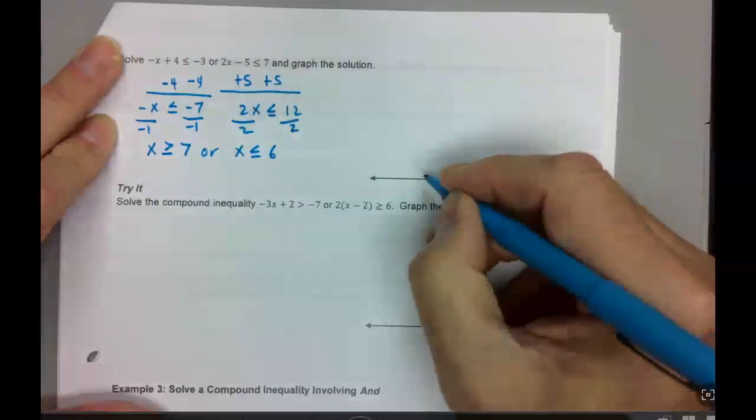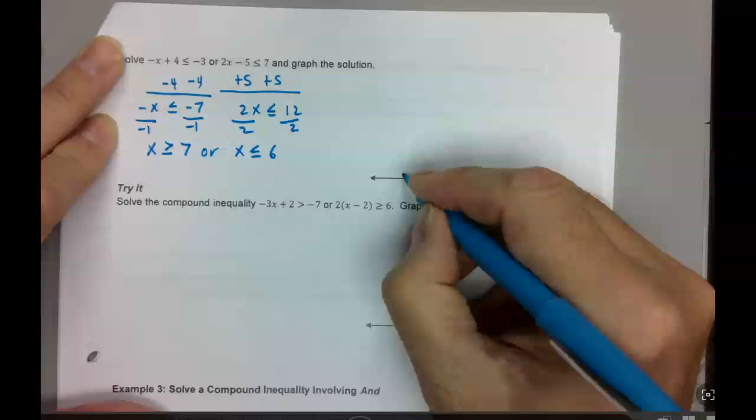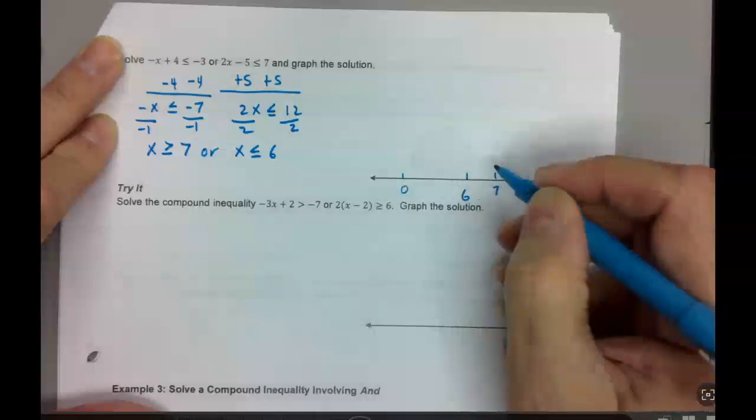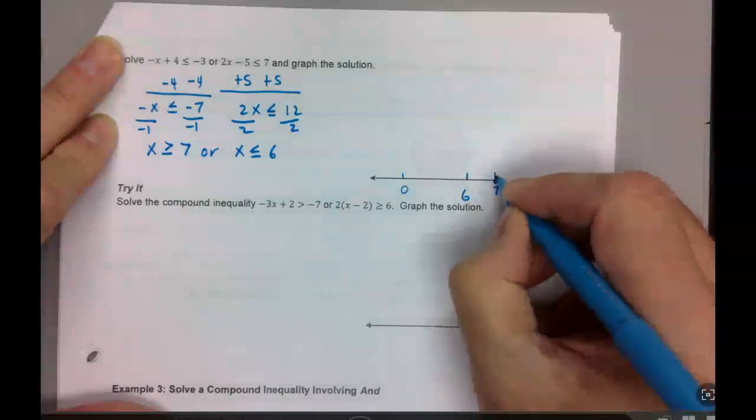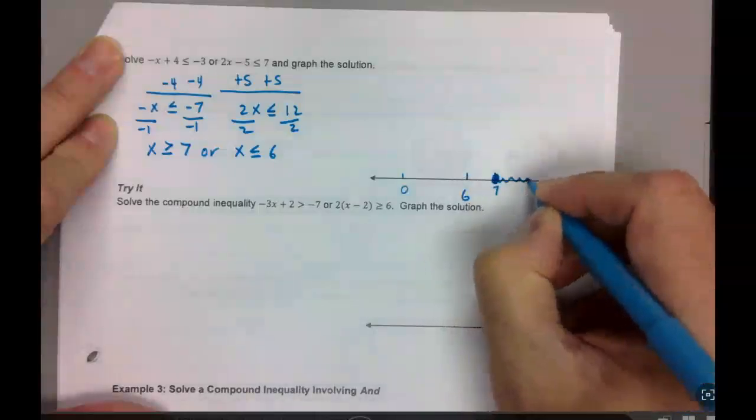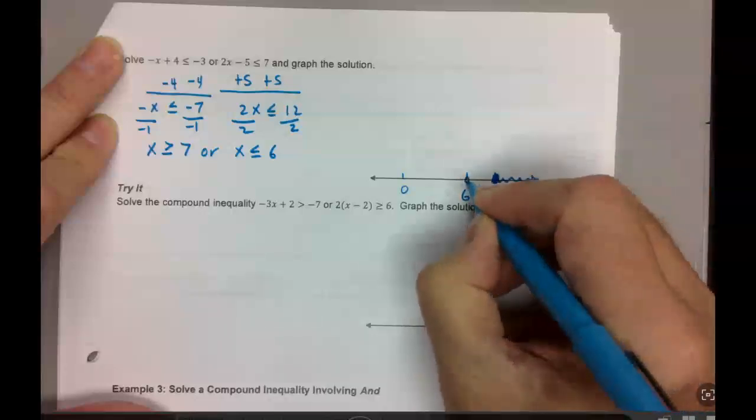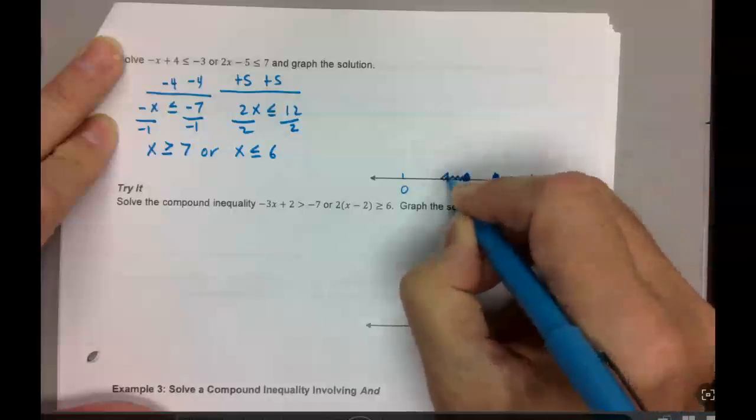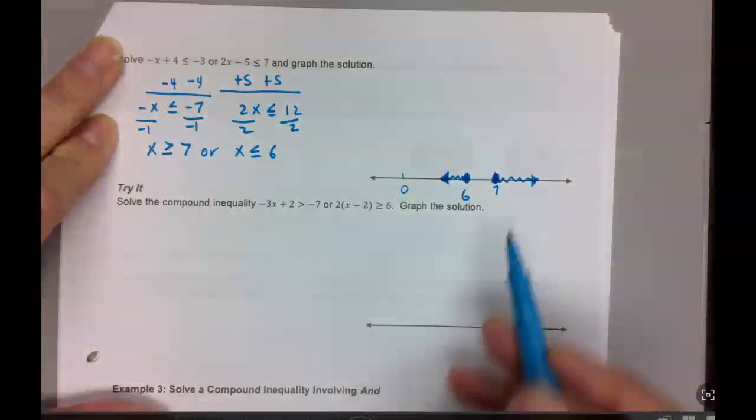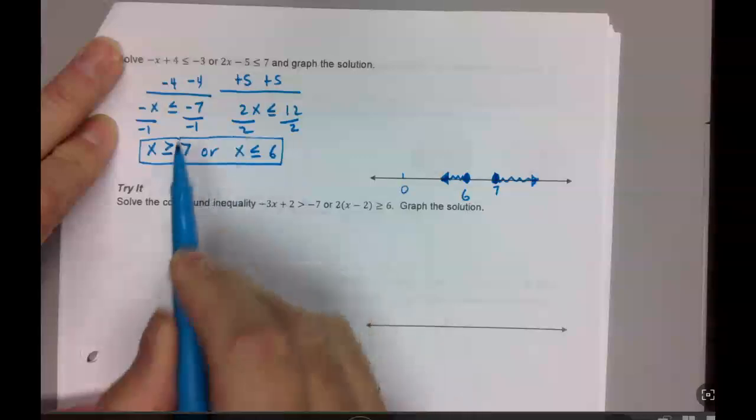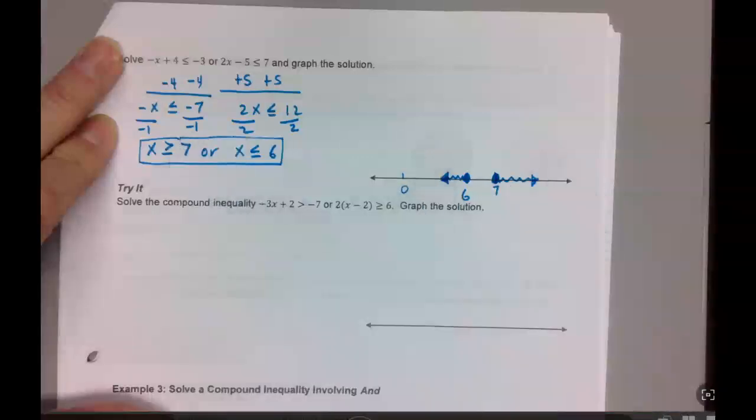So let's graph this. 0, 7, 6. So x is greater than 6. It's going to be going this way. And x is less than or equal to 6 is going this way. So this one here, to make up everything, this is the solution. And this is the graph.